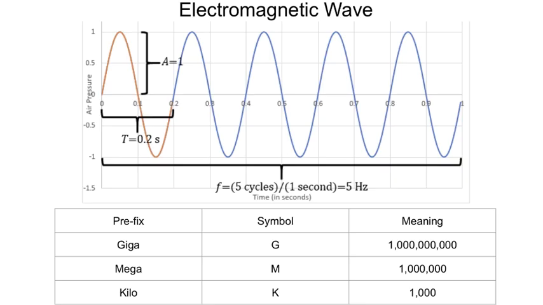When we're talking radio waves, we're talking about very fast frequencies. So we're talking about kilohertz, megahertz, gigahertz. Kilo, just like any metric unit of measurement, is 1,000 hertz, so 1,000 cycles per second. Then megahertz is 1,000,000 cycles per second, and then gigahertz is 1,000,000,000 cycles per second.